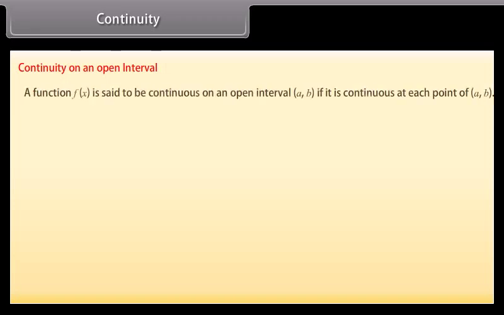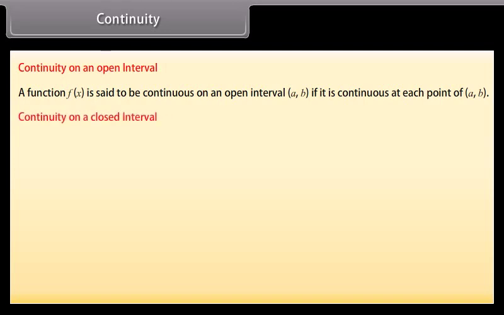Continuity on an open interval. A function f(x) is said to be continuous on an open interval (a, b) if it is continuous at each point of (a, b). Continuity on a closed interval.